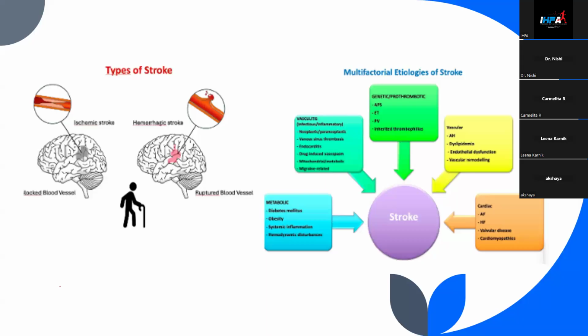Hemorrhagic is when some blood vessel gets ruptured and there's blood everywhere, and ischemic is when it's blocked inside. Perfect, perfect. Anyone else? In hemorrhagic, there is necrosis in one part due to the accumulation of blood, and in ischemic, the blood flow is not proper.